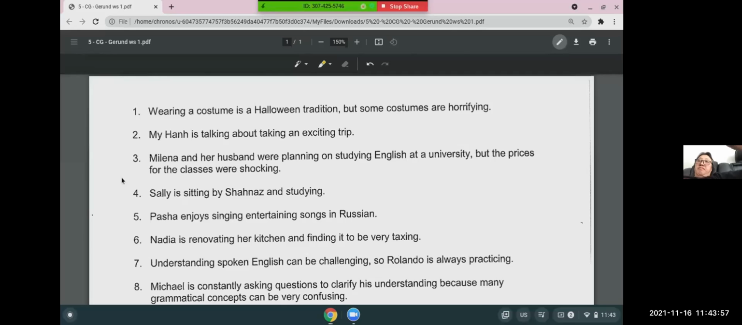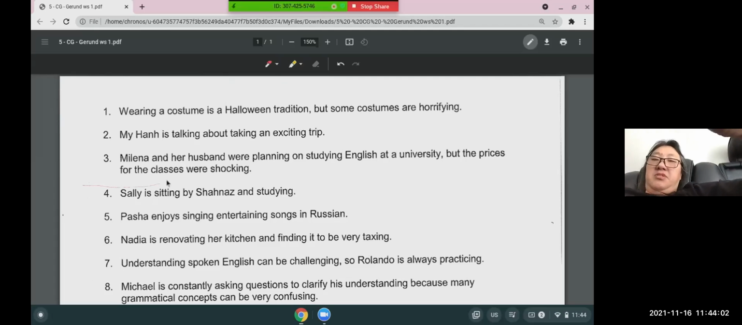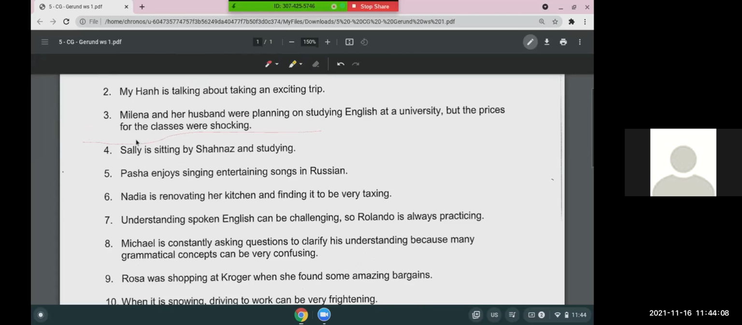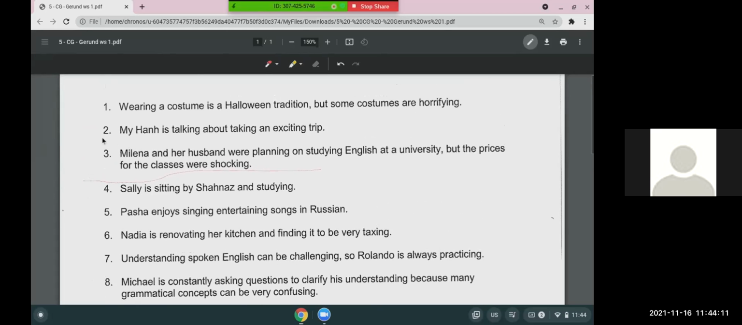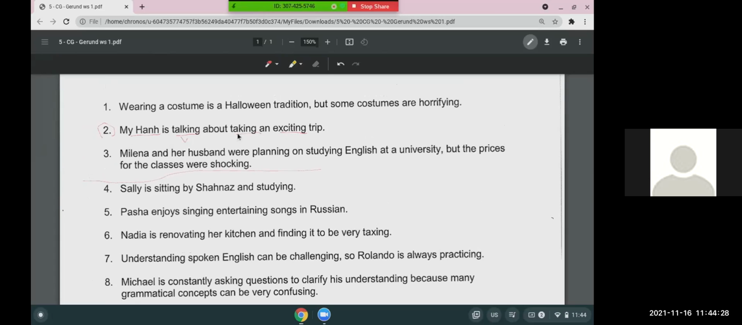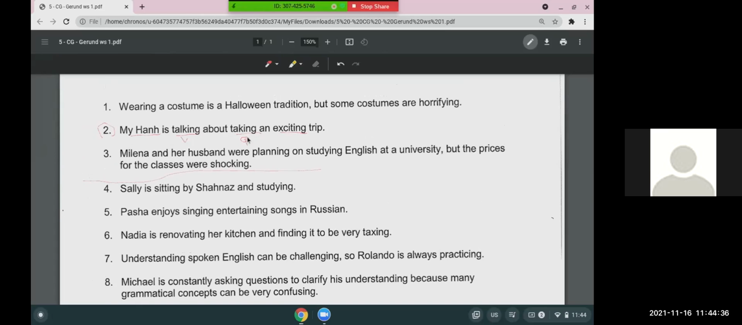We did already 3, right? Yes, we together did. I think we can finish it. Okay, so number 4, let's do that. Number 2 before, I think we don't say. Number 2, okay. My home is talking about taking an exciting trip. Okay, what do you think? This is the verb. Yes, verb. And that's the gerund, taking. Yeah, that's the gerund. And that's the adjective.